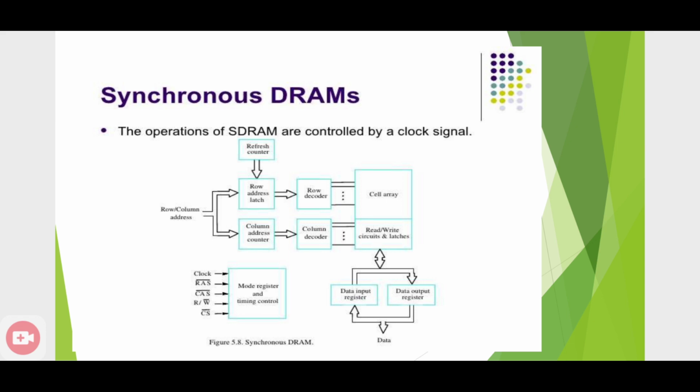Also there will be a mode register and timing control, and they can accept inputs like clock, RAS, the row address strobe signal, the column address strobe signal, that is CAS bar, the read or write signal, and the chip select signal. All are inputs to the mode register and timing control. So there is a timing control here to control all the operations. So there is a need of a clock signal for controlling all the operations in the case of synchronous DRAM.